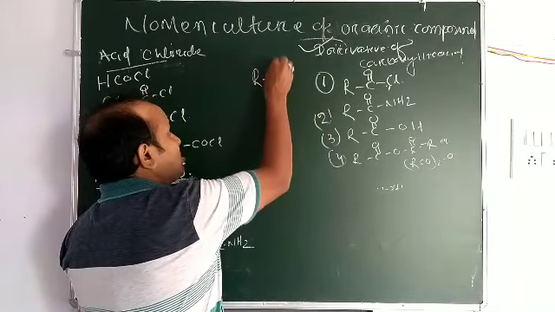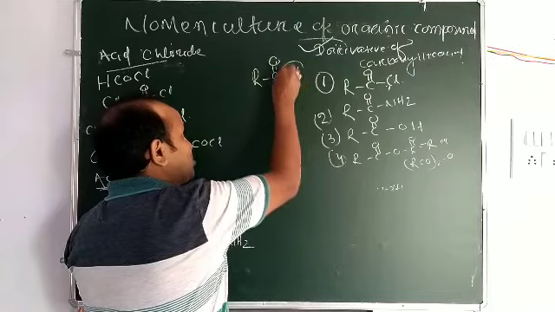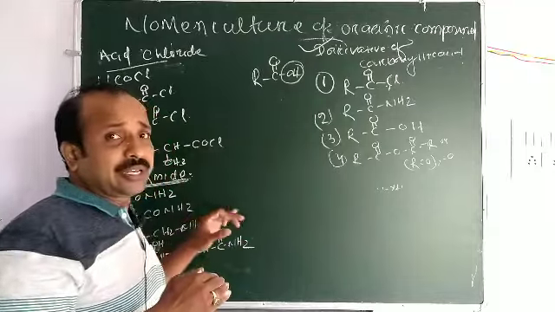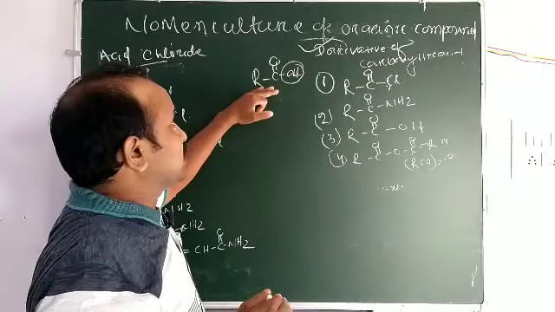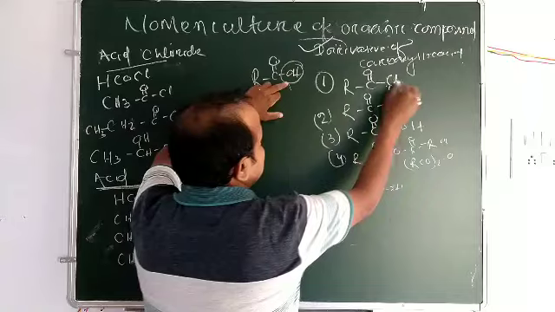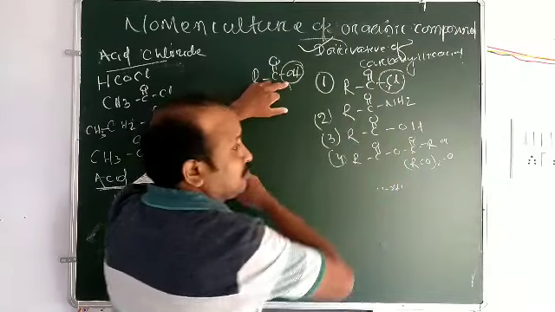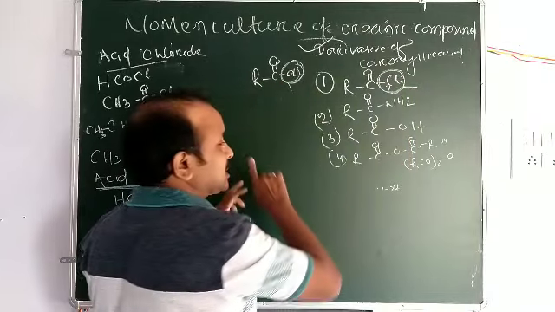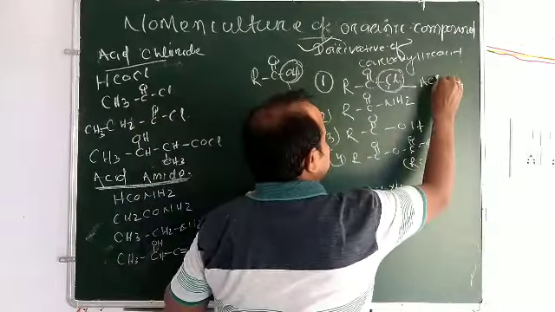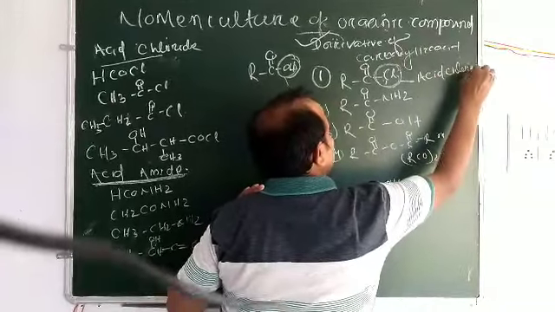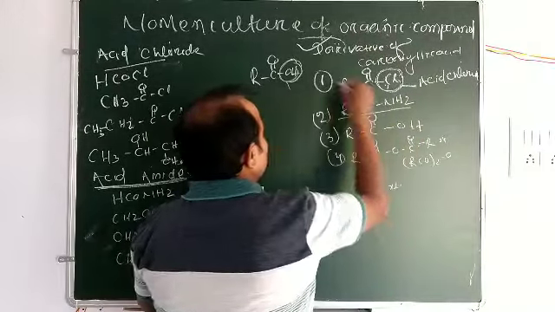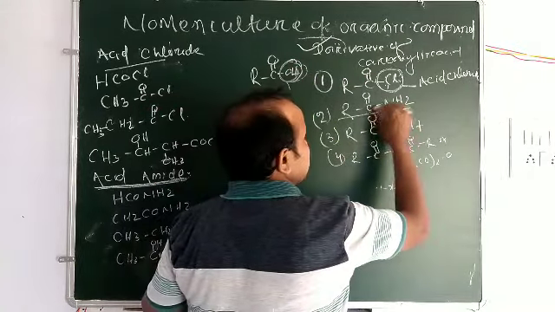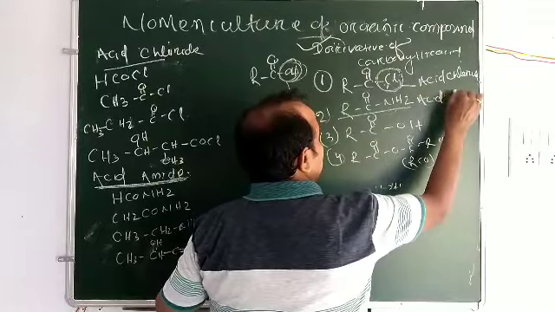Derivative means it derives from carboxylic acid. You know that R C double bond O OH. When this OH group is replaced and another functional group is attached, that is called a derivative of carboxylic acid. Here OH is removed and chloride is attached, so this is acid chloride. And here OH is removed and the amine is attached, so it is acid amide.